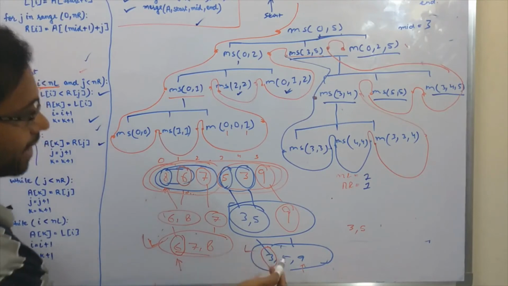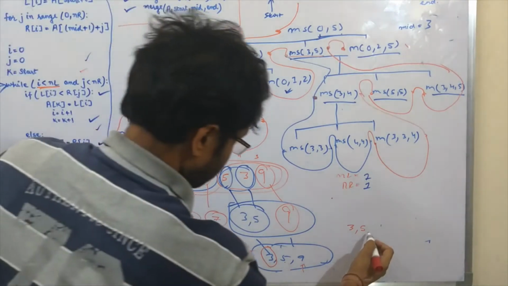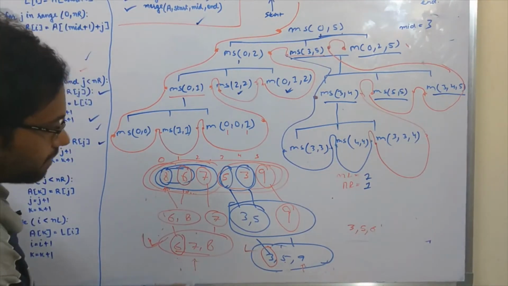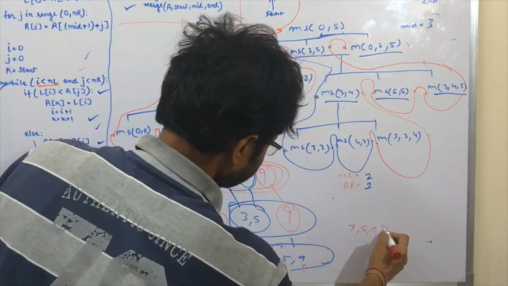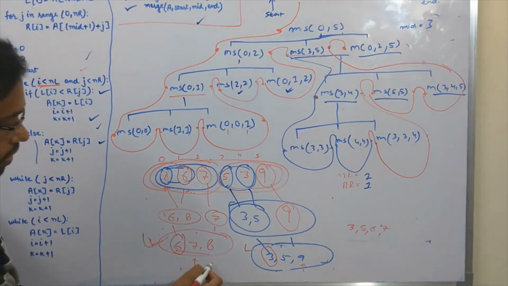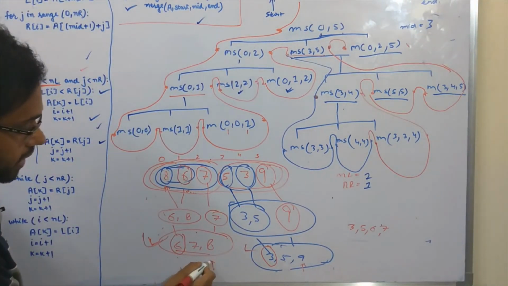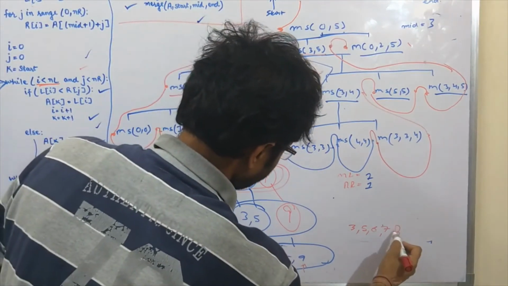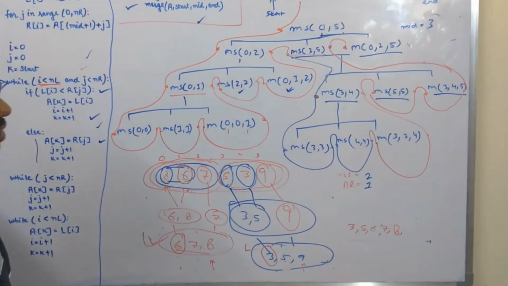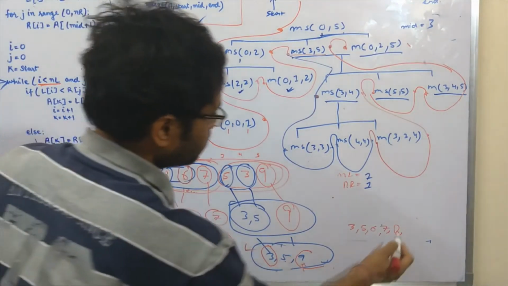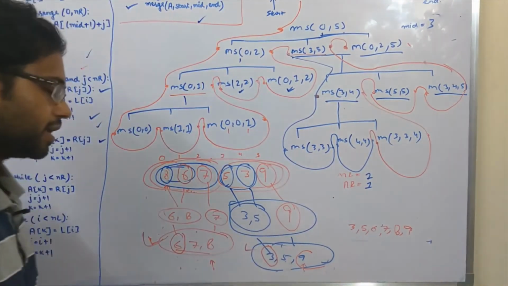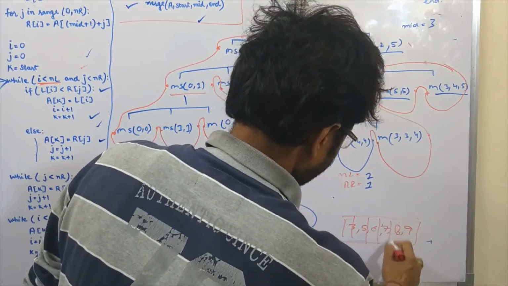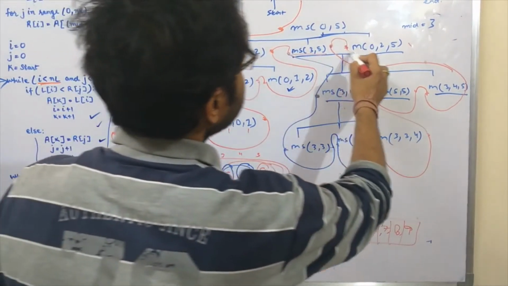Now 6 and 9 are compared. Which one is greater? 9 is greater, so we will copy 6 and increment this counter. Now 7 and 9 are compared. Which one is lesser? 7 is lesser, so we will put it here. Now i will be incremented, and 8 and 9 are compared. Which one is lesser? 8 is lesser, so we will copy the 8. And now in the end only one element is remaining, and we will just copy that element without comparing it with anything else. So this list is sorted through the merge procedure.